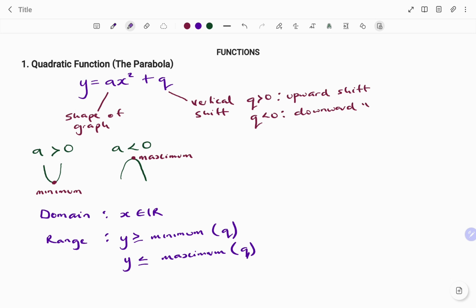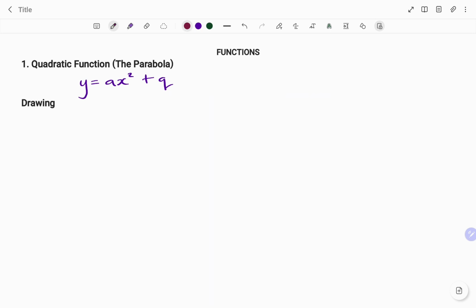Let's look at drawing a parabola. If we are to draw a parabola, the few things you need to take note of are, first, the shape of your parabola. That means the a value determines the shape of your parabola, if it's going to be concave down or concave up. The second thing you need to determine is your y-intercept.